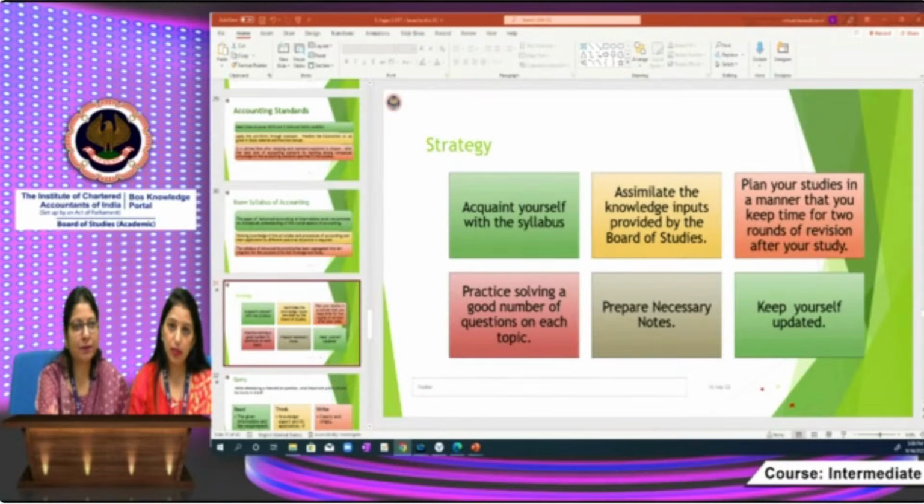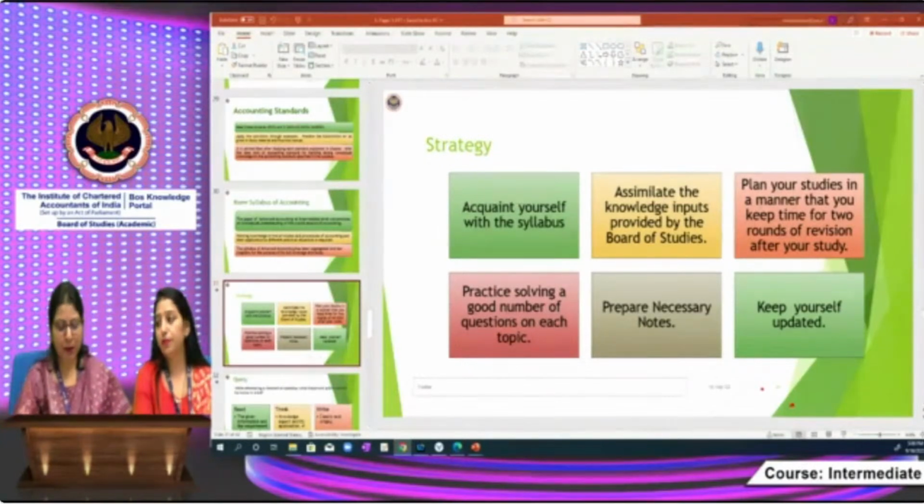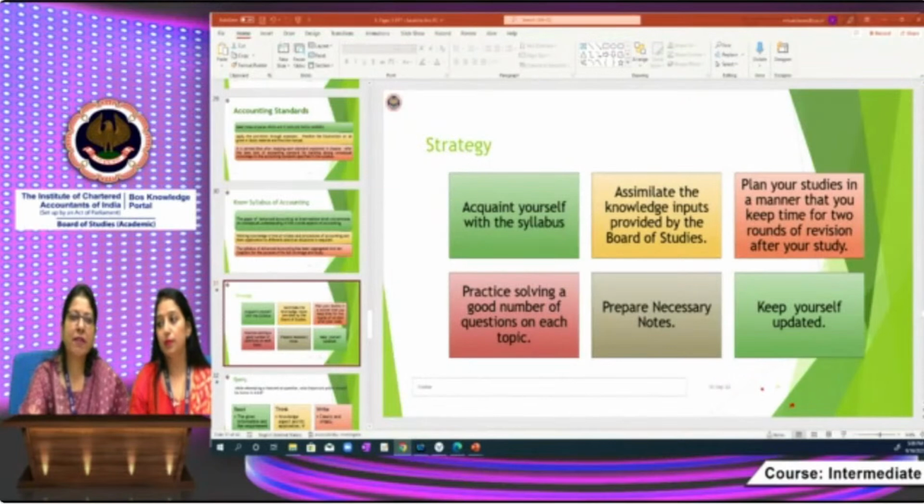Branch is not conducted, so you can check the MTPs from the BoS knowledge portal. Within 48 hours of our uploading of the question papers, we will be uploading the answers, and you can compare your answers with those answers to evaluate where you are, and you can identify your weak areas so that you can work upon those specific areas.